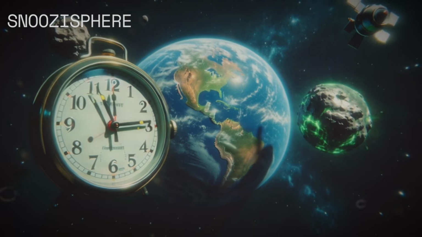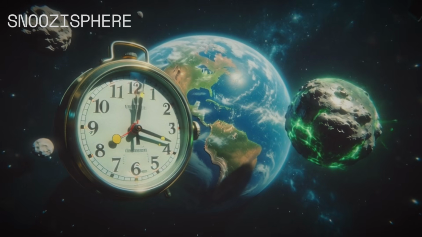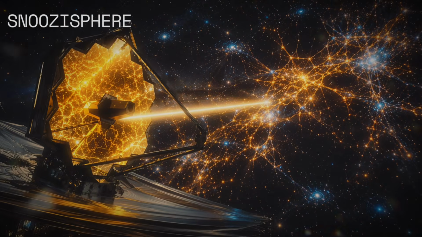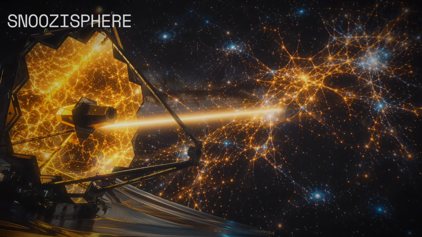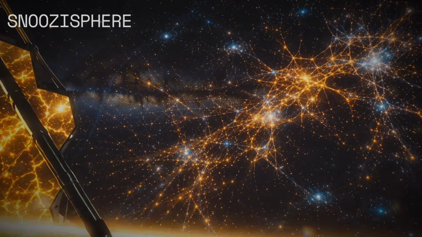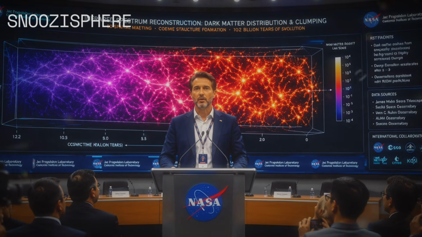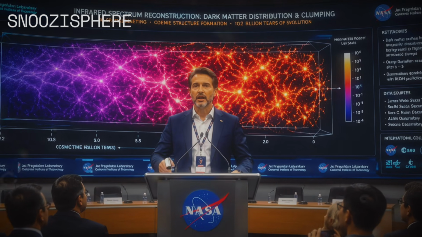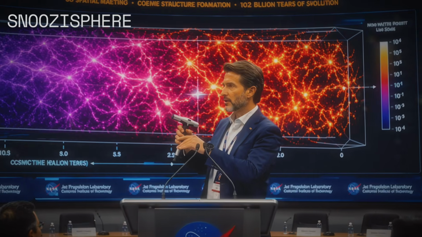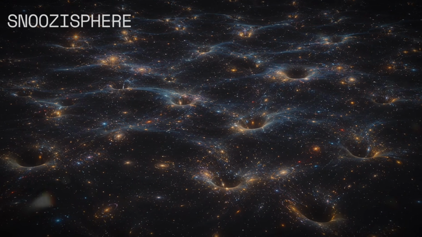To appreciate the incredible scale of these structures, we must consider the immense passage of time required for them to grow into their current forms. In the earliest moments of the universe, shortly after the cosmic microwave background radiation was emitted, the distribution of matter was remarkably uniform. There were only tiny, microscopic fluctuations in the density of the primordial gas and dark matter fields.